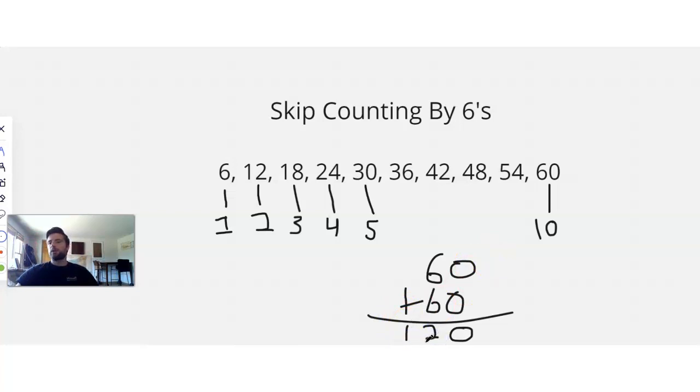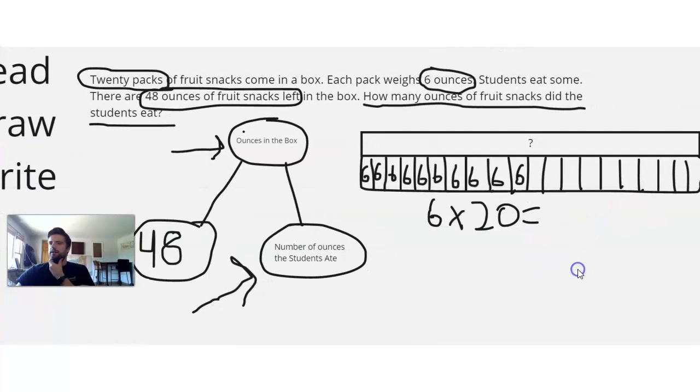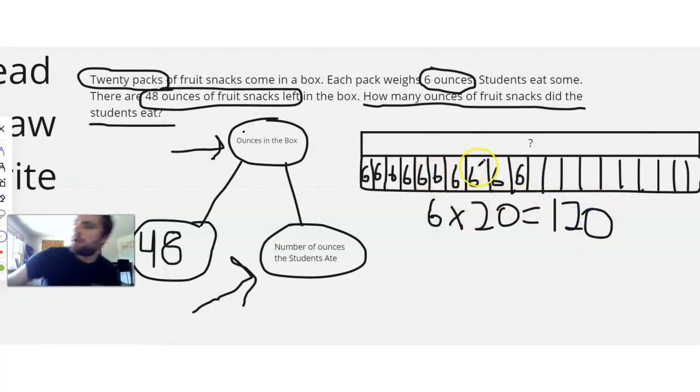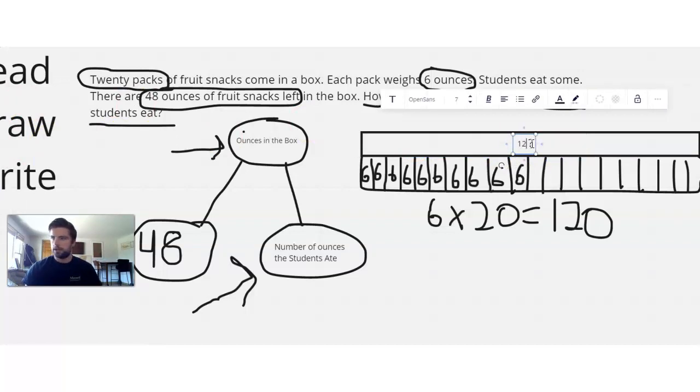Let's go back to our problem and see how this problem helps us out. So we actually just figured out that 6 times 20 is just 2 times 60, or 60 plus 60. And we figured out that that was 120. So instead of adding 6 all of those different times, we can use our skip counting shortcuts to make this easier. So that question mark there on top is no longer a question mark. That question mark now equals 120.